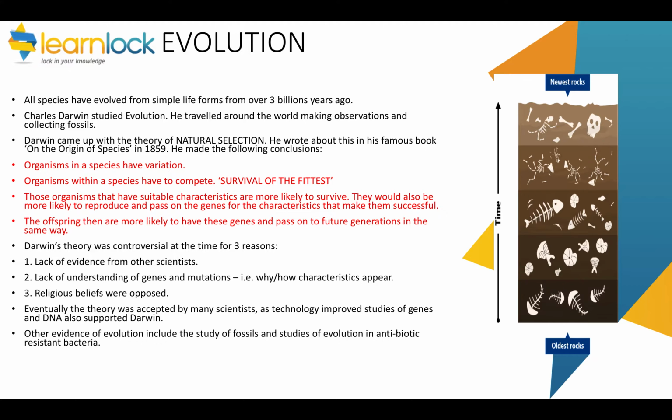Now, when Darwin proposed his idea of natural selection, it was controversial, mainly because there was a lack of evidence from other scientists. There was also a lack of understanding. Darwin wrote all this before people knew about why characteristics appear or how. They didn't know about mutations or genes. And also it went against religious beliefs that God created everything.